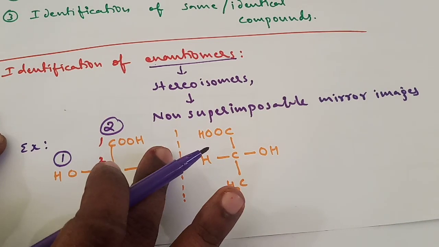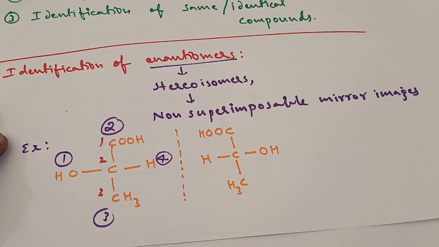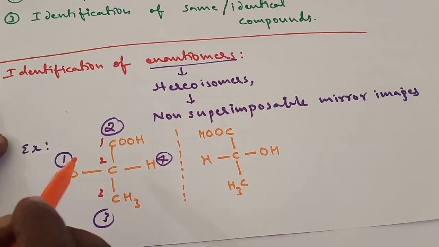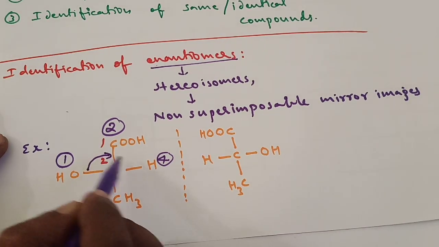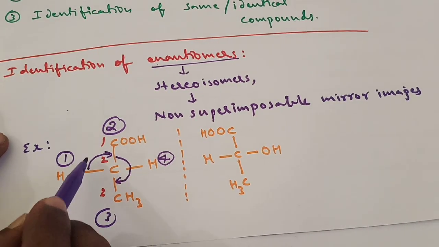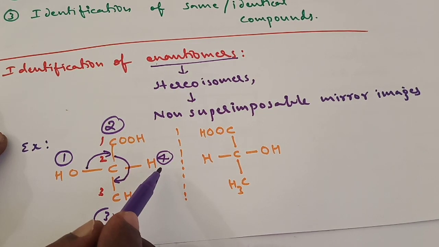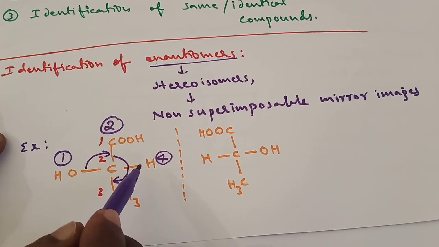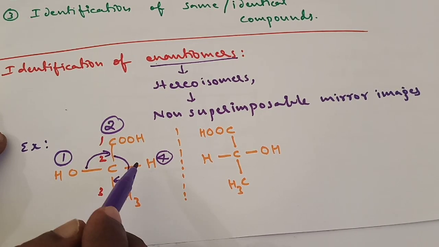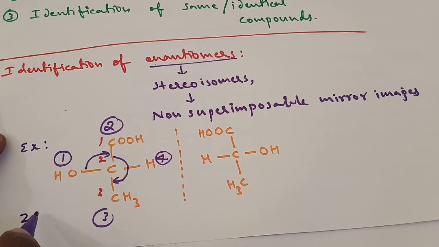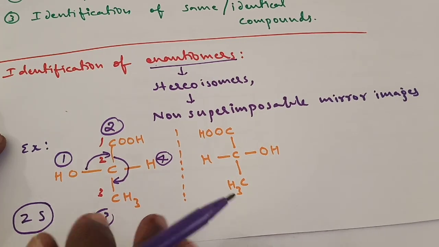After giving priority, forget about the fourth priority group and view the molecule from the first to second and second to third priority groups. Our eye direction is rotating clockwise. And where is the fourth priority group? The fourth priority group is on the horizontal. In general, clockwise is R, but since the fourth group is on the horizontal line, horizontal is opposite. That means R becomes S. So the second chiral carbon has the S configuration.